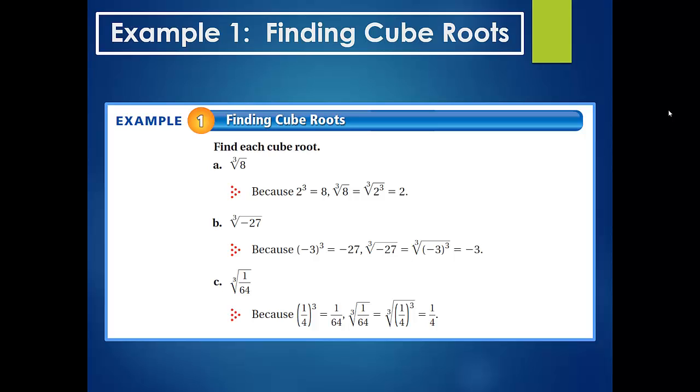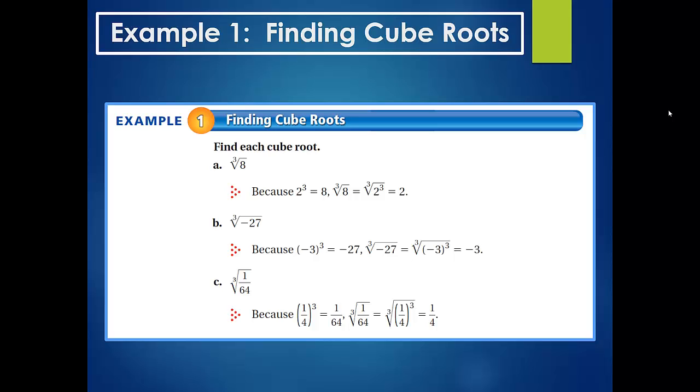For our first example, we're finding cube roots. For A, we want to find the cube root of 8. So we want to think of a number that when we multiply it by itself and then by itself again, we get that number. 2 times 2 times 2 equals 8. So the cube root of 8 is 2.